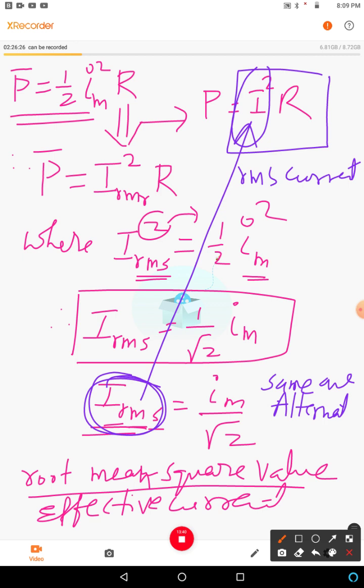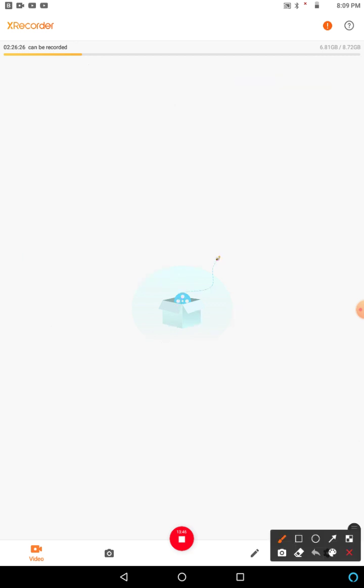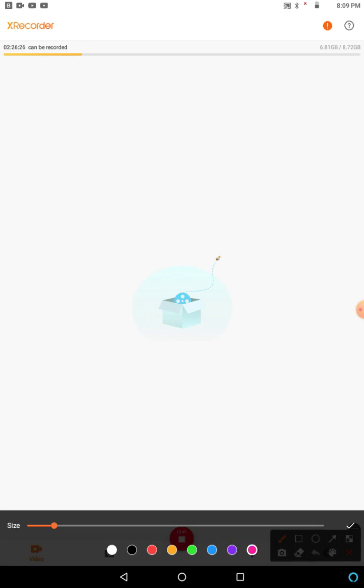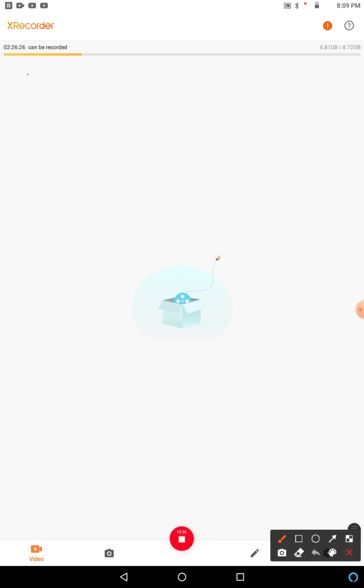In the same manner, you can also define voltage, V RMS. This is very important. You know the average power loss: P bar will be equal to half I m square R. If you want to write it in the equivalent form, P bar will be equal to I RMS square into R.